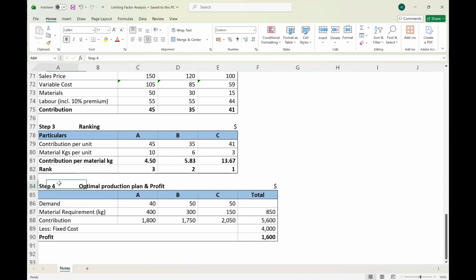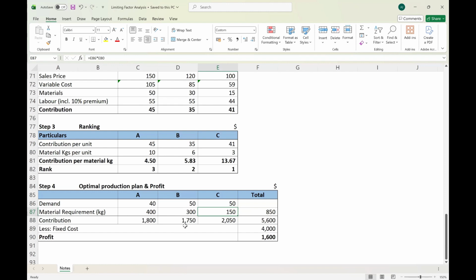So what we will do now? Optimal production plan and calculation of profit. So what is the demand? Demand for C will be met first because it has got the first rank. How much will it consume? 50 units will consume 50 into 3, 150 kgs. How much do I have in total? 850 kgs, right? So do I have more material left? Yes, I still have 700 kgs left.